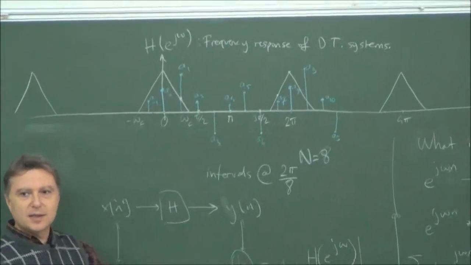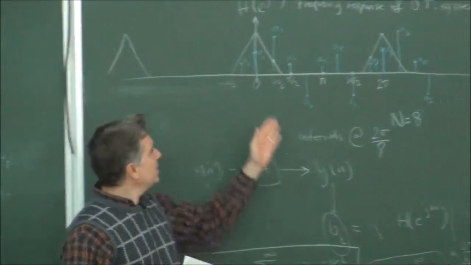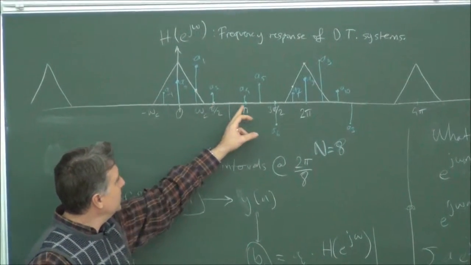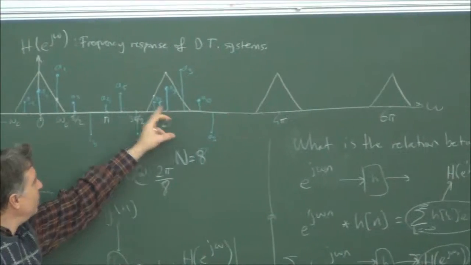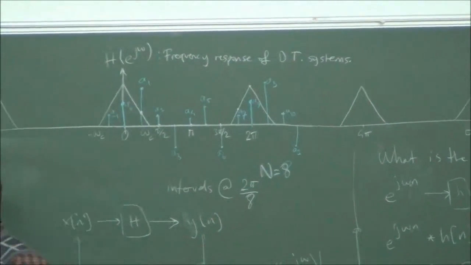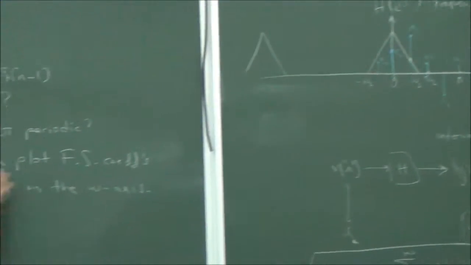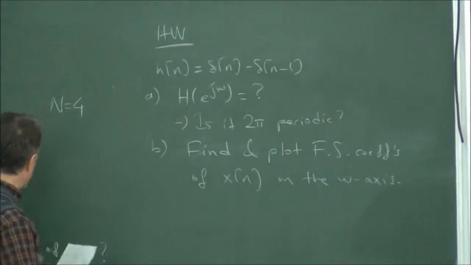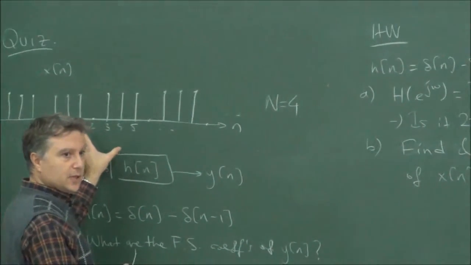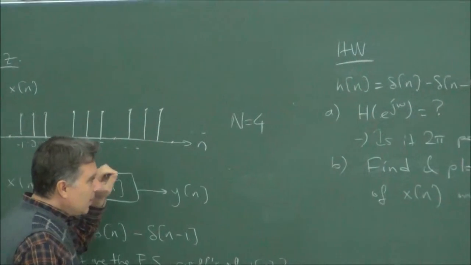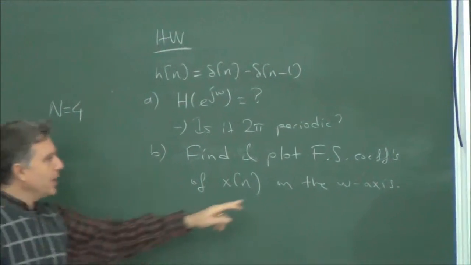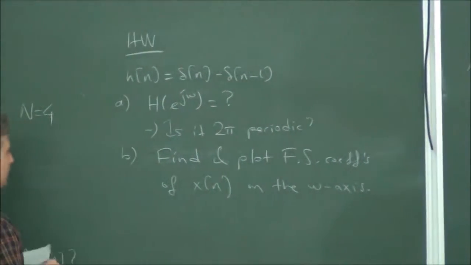You will find 4 distinct Fourier series coefficients, and you will insert them like this: A0 here, A1 here, A2, A3, and A4 will be the same as A0 at exactly 2 pi. I want you to do it. I want you to find the Fourier series coefficients first. First you have to use the formula to find the Fourier series coefficients and render them on the frequency axis, on the omega axis. Okay?